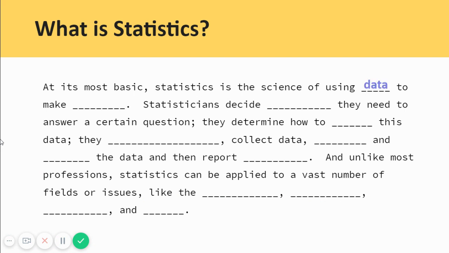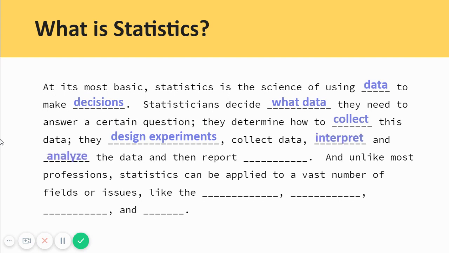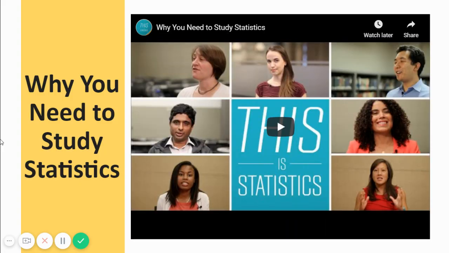At its most basic, statistics is the science of using data to make decisions. Statisticians decide what data they need to answer a certain question. They determine how to collect this data. They design experiments or observational studies. They collect their data, they interpret and analyze the data, and then report conclusions. And unlike most professions, statistics can be applied to a vast number of fields or issues like the environment, public safety, healthcare, sports, everything. Take a few minutes and watch this video.